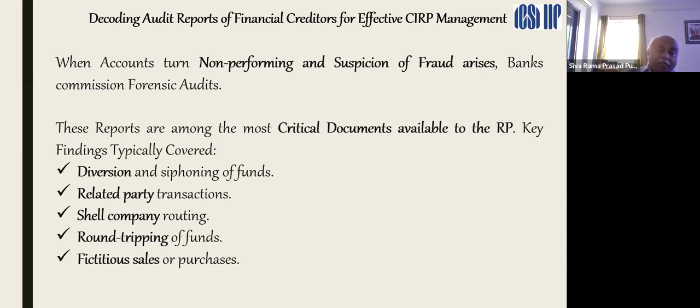Shell company routing. Once the companies are transferring funds to others, whether it is a genuine company or a shell company, the banks are verifying that also and giving the report to the management. Round tripping of funds: these are money laundering transactions. They are connecting to another account, another account, another account. Suppose every month they credit some amount to all the accounts, and whatever interest is paid, all accounts are showing evergreening of the loans.